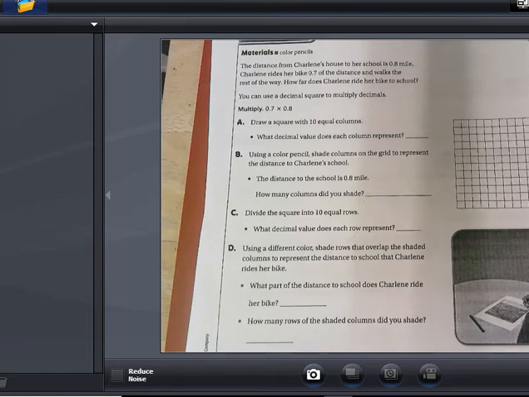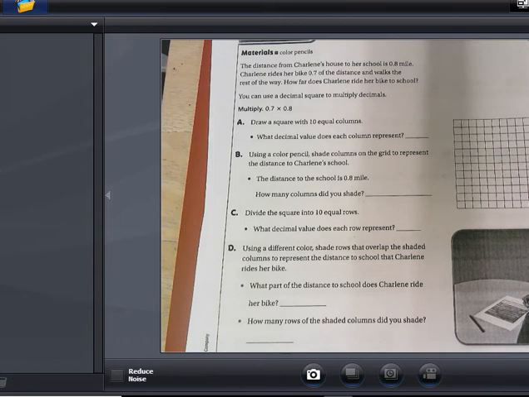So our question here is: the distance from Charlene's house to her school is 8/10 of a mile. Charlene rides her bike 7/10 of the distance and walks the rest of the way. How far does Charlene ride her bike?